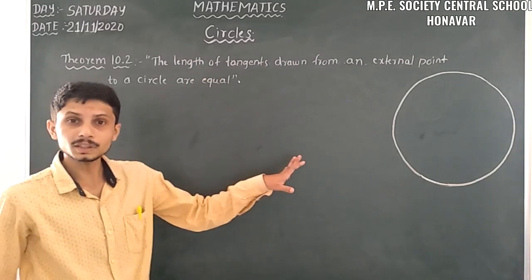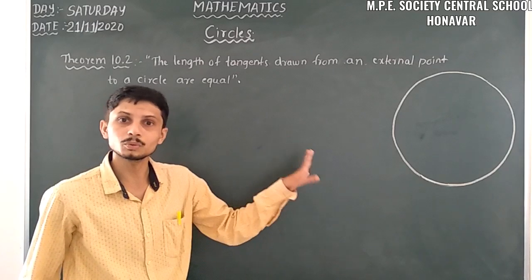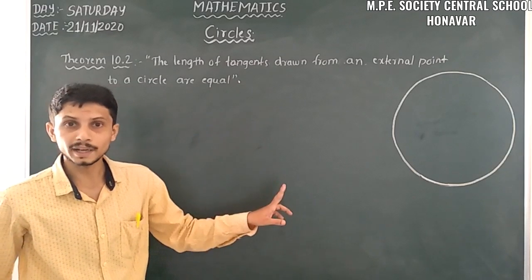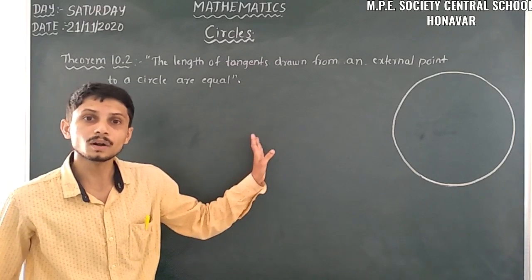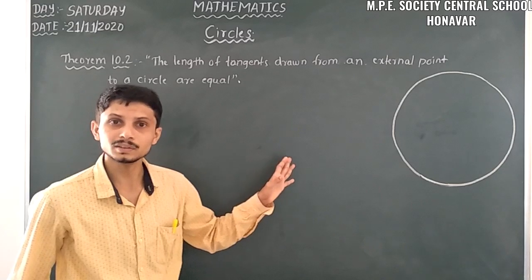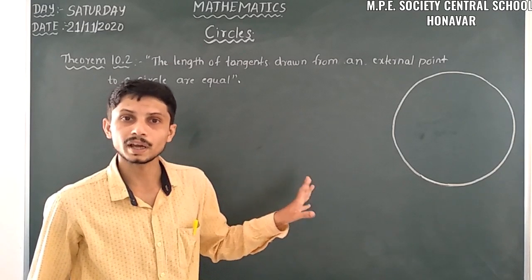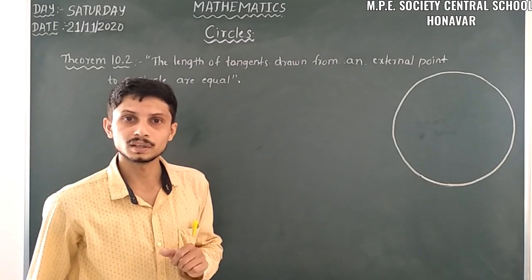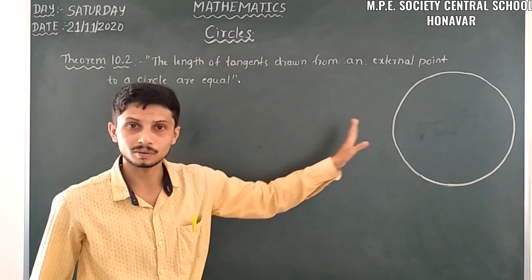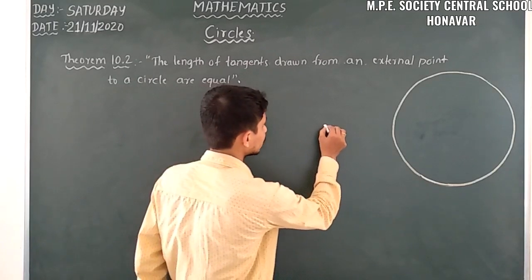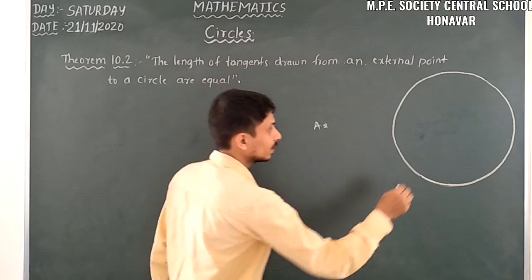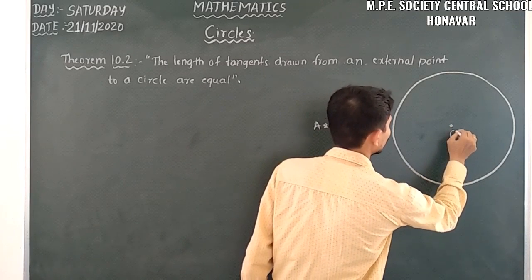That means only two tangents are possible. But when we draw two tangents from a point outside of a circle, those two tangents are equal. When we measure the length of those two tangents, they are equal. So we have to prove it. For that we want a circle and a point outside the circle. Here I will take this point as A, and the center of the circle I will take as O.